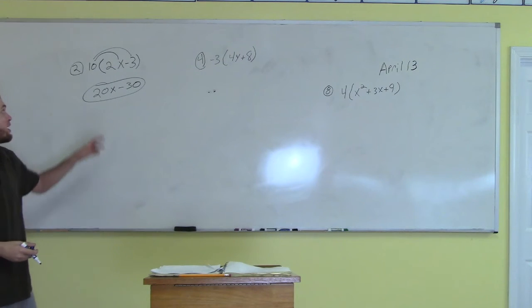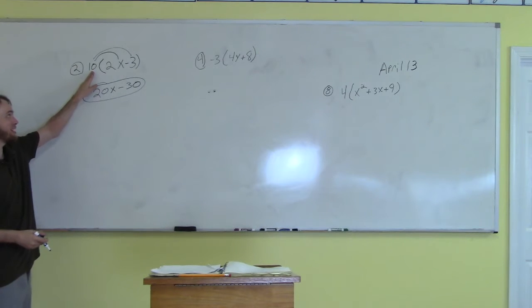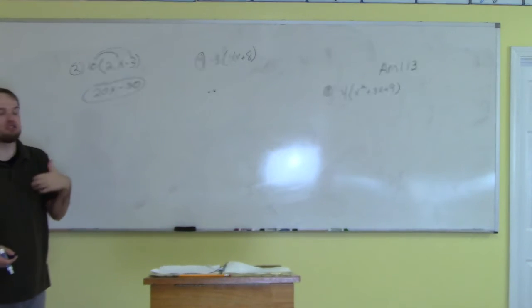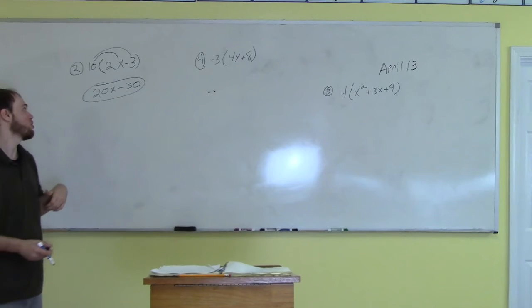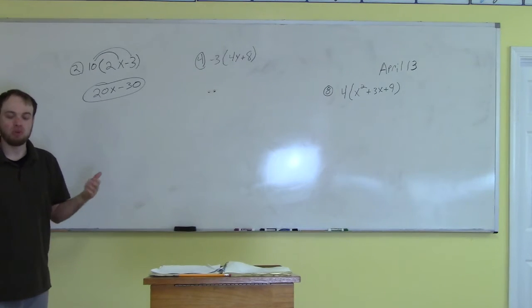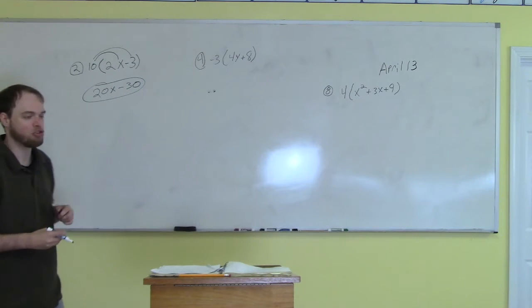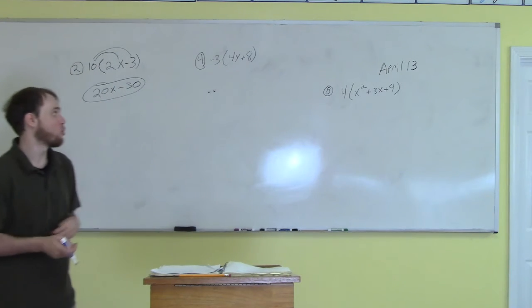So all we're doing is multiplying this 10 times both terms. And remember, numbers, you just multiply number times number. When you have variables, when you multiply the variables together, you add their exponents. So that is number 2. I'm going to look at number 4 next.